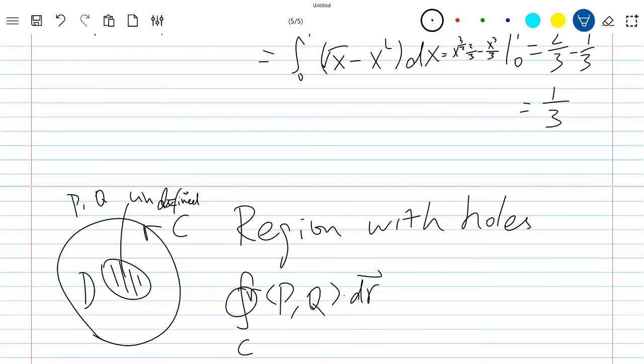Because Green theorem must contain everything inside C. So if you have to allow a hole there, then we have to cut this domain this way. Put a line here and do this. You trace this C, then you go there and go along this and backward.